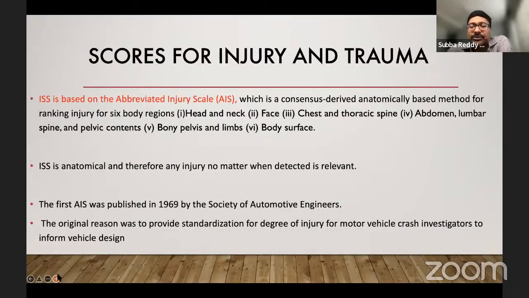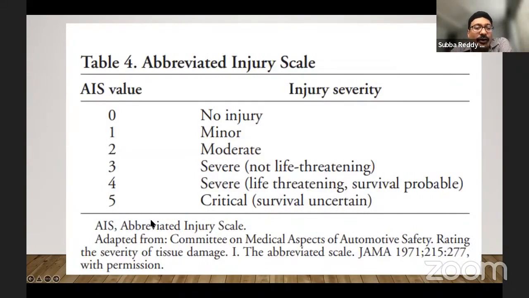Now coming to the surgical ICUs and neuro ICUs, we have a trauma score. The injury severity score is based on the abbreviated injury scale. This is based on the anatomical injury site. Head and neck injury, you give some points. Face, chest, thoracic, spine. So based on the anatomy, you give some points. But the disadvantage is they have not taken physiological variables into consideration. This was basically designed by automobile industry people, and was published in JAMA 1971.